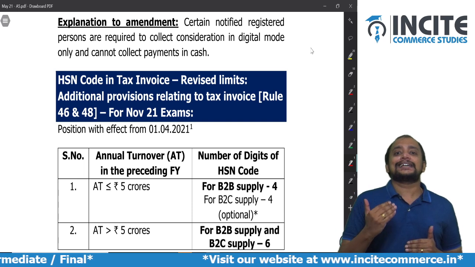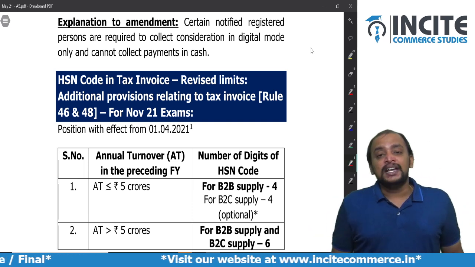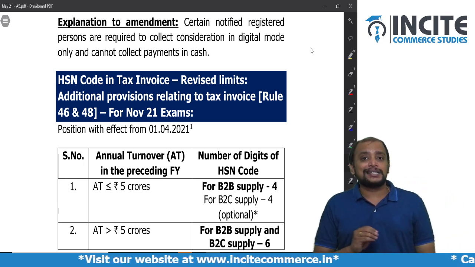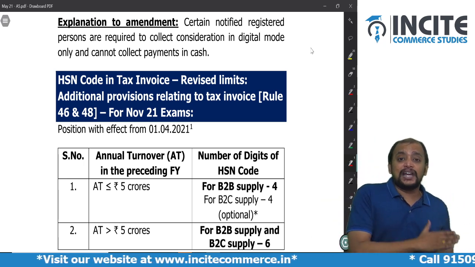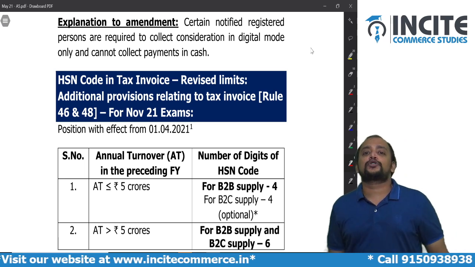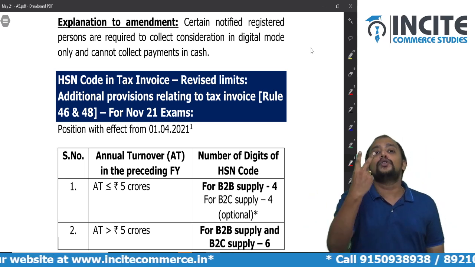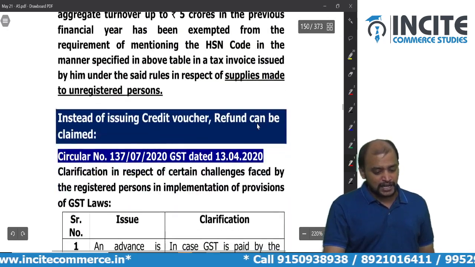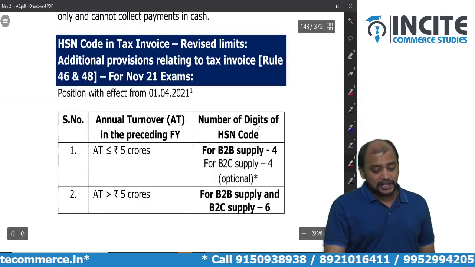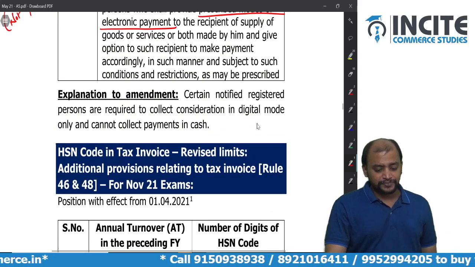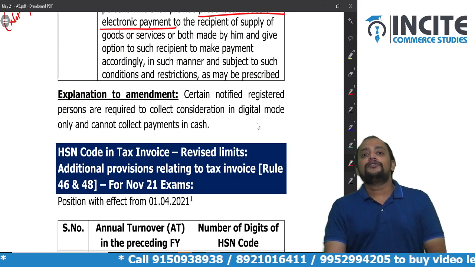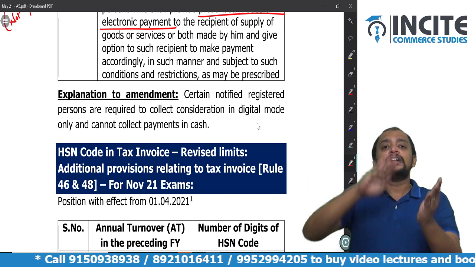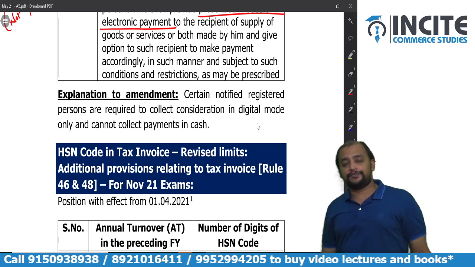But for HSN, there is a relaxation. What is that? If the aggregate turnover does not exceed 1.5 crores, HSN is not required. If the aggregate turnover exceeds 1.5 crores but does not exceed 5 crores, two digits you need to enter. And if aggregate turnover during the previous year exceeds 5 crores, 4 digits are to be entered. That is the existing provision, which is only applicable for your exam.